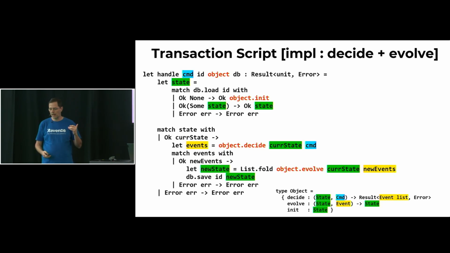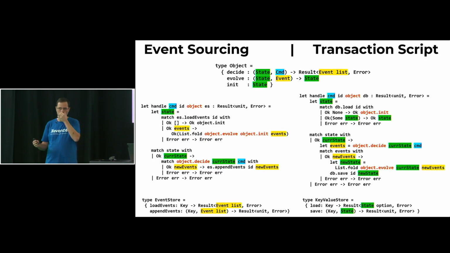So this means that I'm now able to use the same three functions, decide, evolve, and init, to implement transaction script. Looking side by side, I managed to extract three functions at the top that can be used to implement either event sourcing or transaction script. And it turns out I can use these three functions, which I'm not going to showcase today, to implement most other architectural styles and patterns like the actor model, or whatever you might remember as your favorite pattern.